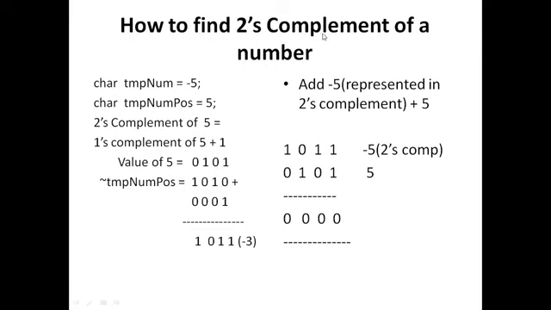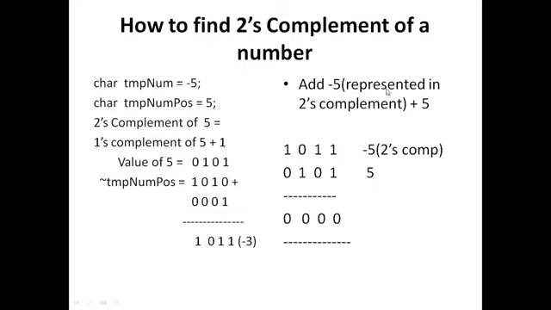Now how do we find the 2's complement of a number? For example, for the number 5, I'm first going to find the 1's complement, and to that 1's complement of 5, I'm going to add 1. The value of 5 is 0101, and the 1's complement is 1010. I'm just inverting the bits, and to that I'm going to add 1. So now I got 1011. This is the 2's complement, whose value is -5.